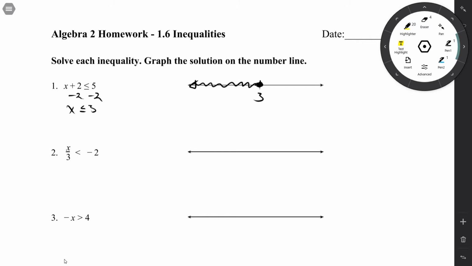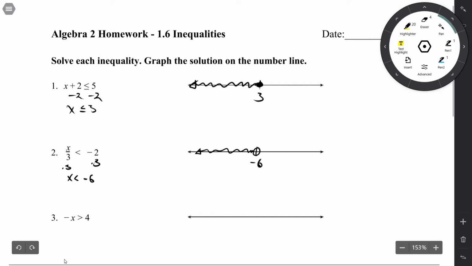Perfect. This next one here, a little bit different. We would just need to multiply by 3 each side. So we would get x is less than -6. Pretty straightforward there as well. Mark this with a -6 and open circle and off to the left.